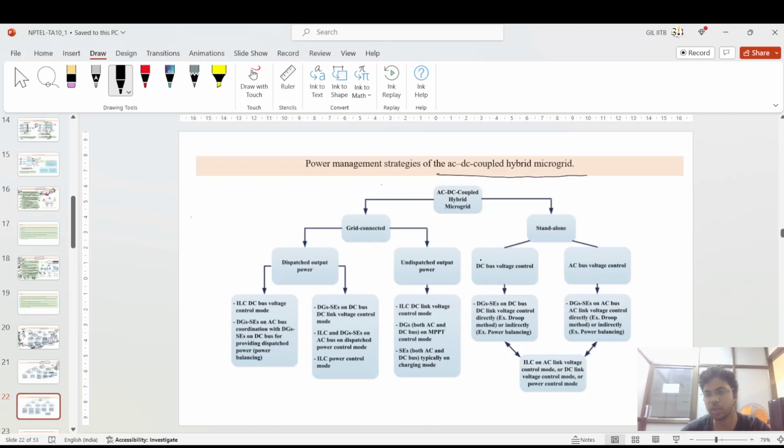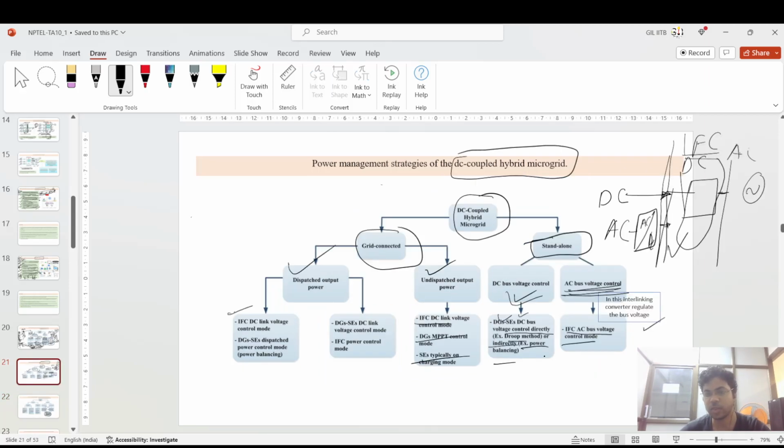Coming to the other topic, the AC-DC coupled hybrid microgrid. Here also there are certain situations, but there is an extra component. If you see in the below section, in the standalone, all of this is the same as in the previous DC-coupled microgrid. But the important point here that you have to understand is that the interlinking converters operate in AC link voltage control mode, or DC link voltage control mode, or power control mode.